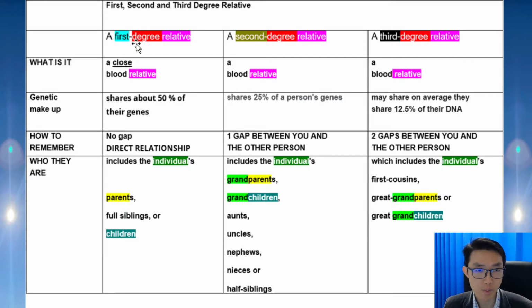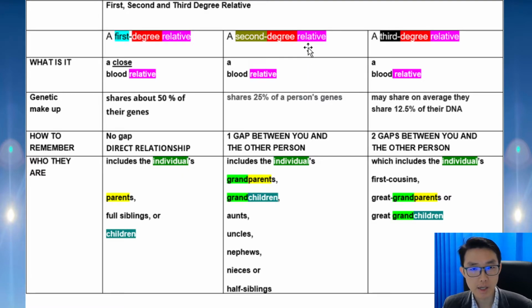Now we will begin with what a first degree relative is. A first degree relative is defined as a close blood relative that shares about 50% of a person's genetic makeup. There is no gap between that person and the other person, meaning that there is a direct relationship. This includes an individual's parents, full siblings, or children. For example, you are directly related to your father or children, as well as brother.